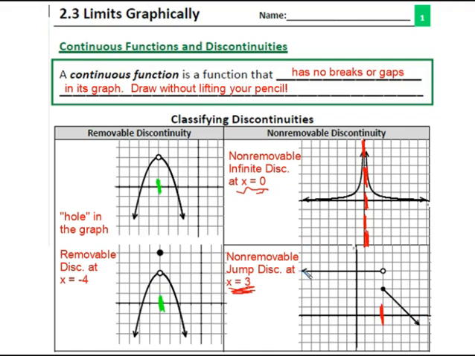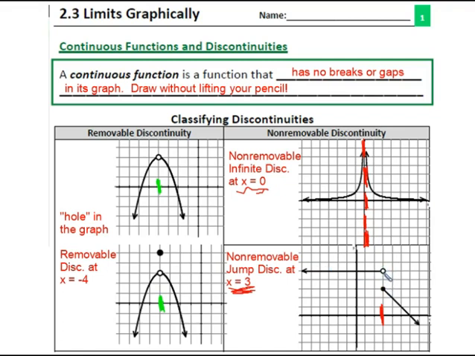So I need to draw my graph, pick it up, but move it somewhere else on that particular line, on that particular x value. So I stop right here and I jump somewhere else right here and continue my graph. So this one we have a jump motion going on where we have the two dots.